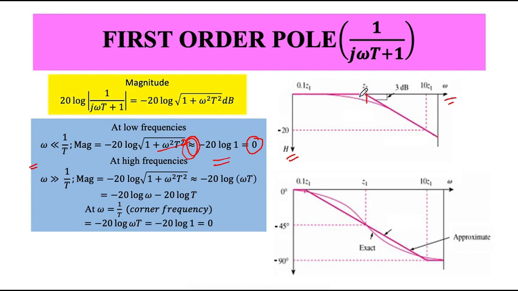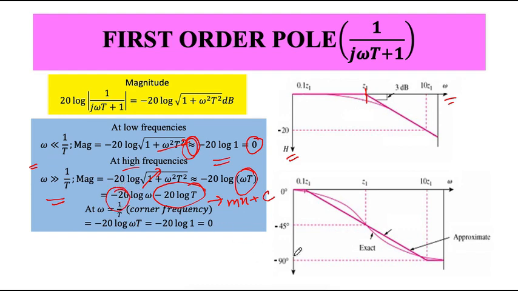Let's see what changes at high frequency. When my omega is very large compared to 1 by t, my magnitude is again minus 20 log under root 1 plus omega square t square. Since omega is very large, we can ignore the 1. So it will be omega square t square, and with the square root it becomes omega t. How does it look? It is minus 20 log omega minus 20 log t. This is a constant value, so it is in the form of mx plus c. So what is my slope? Slope is again minus 20.